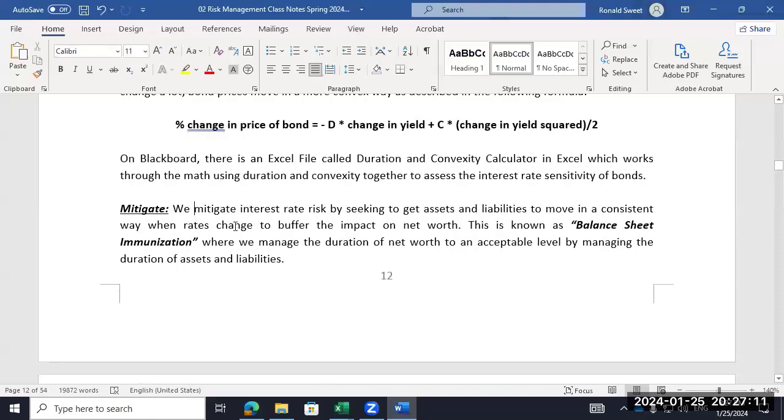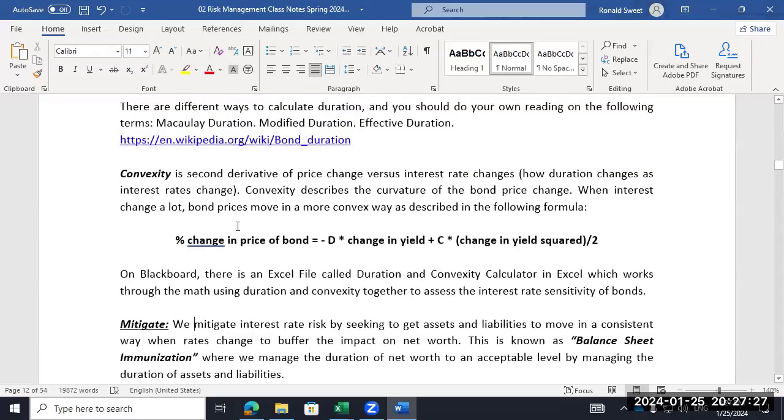Now, how do we mitigate it? We mitigate it by something called balance sheet immunization, which is the big math question in exam 1. We're going to spend probably 2 or 3 classes working on this until you get really comfortable with it. So we define interest rate risk as: interest rates change, assets and liability prices change in a way that causes us a loss. We measure it mainly with duration. We might throw in convexity, and we mitigate it with this thing called balance sheet immunization.